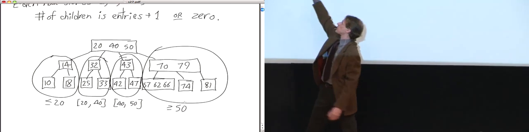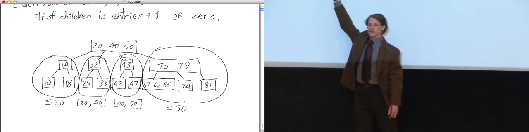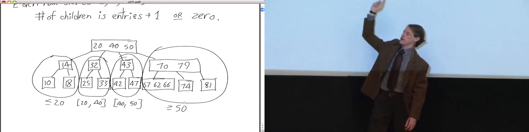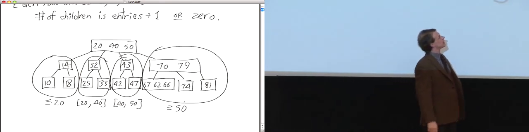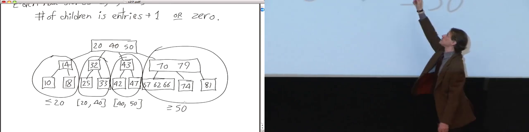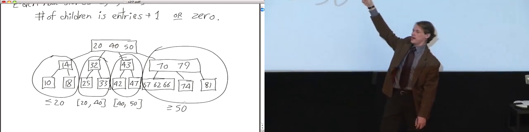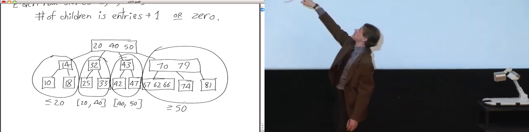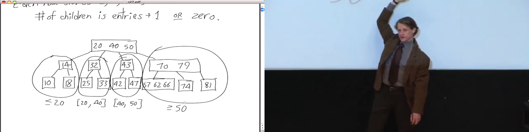And that happens recursively. So the 14 key here has keys less than 14 in its left subtree and keys greater than 14 in its right subtree. And here we have a 2-key node, 70 and 79, so its children get divided into 3 groups: keys that are less than 70, between 70 and 79, greater than or equal to 79.